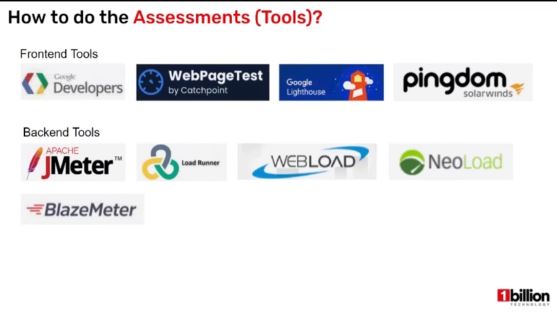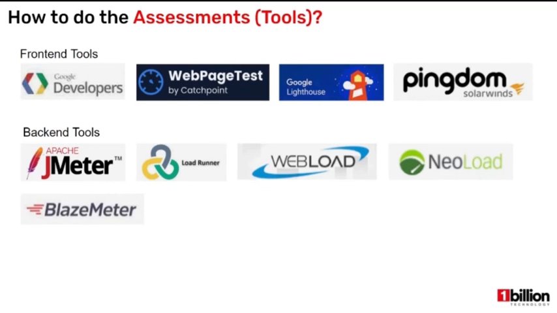And then, how to do the assessments, the tools. We have a set of front-end tools. We can use developer tools, for example, in the browser. Using the critical rendering path, we can analyze a lot of performance bottlenecks. Nowadays, in most applications, the performance bottlenecks are in the front end, so for that we can use developer tools. We have WebPageTest, we have Google Lighthouse and also Pingdom. There are many tools; I have added only a few for your reference.